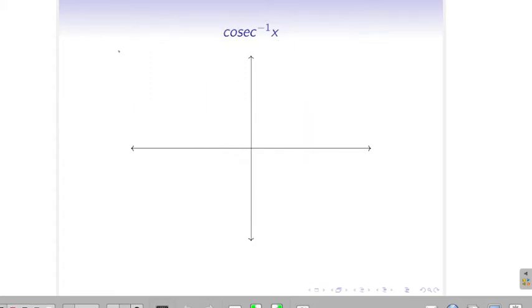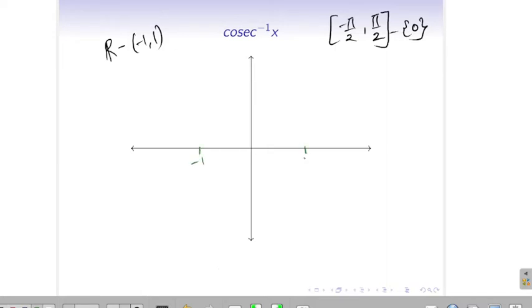The domain of the cosec inverse x graph is again the set of real numbers minus the interval minus 1 to 1, and its range is the interval minus pi by 2 to pi by 2, but remove one element, that is 0. So minus 1 to 1 should not be in this domain, and everything is going to work between pi by 2 and minus pi by 2. 0 is not included. The graph of this will be something like this. 0 will be the asymptotic line here, and the same thing will happen here. These are the graphs of cosec inverse x.